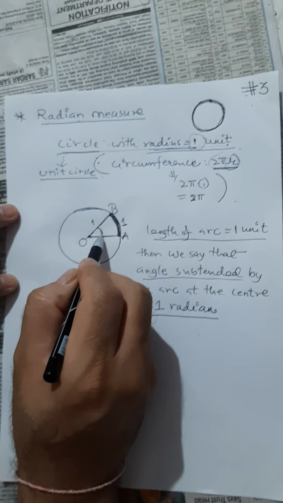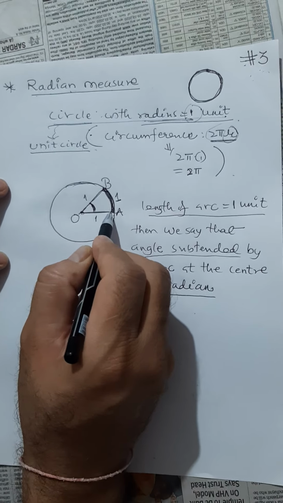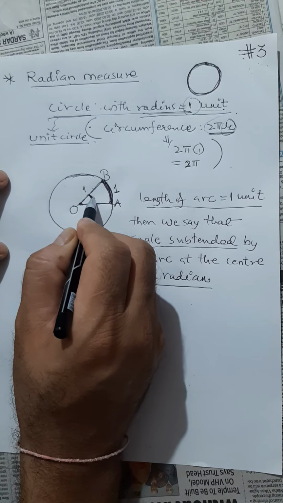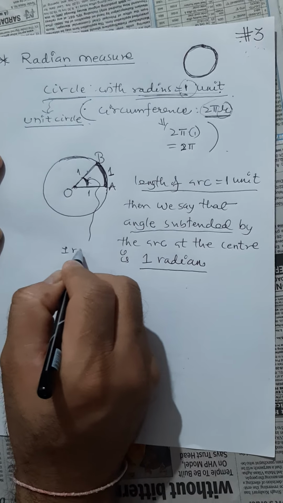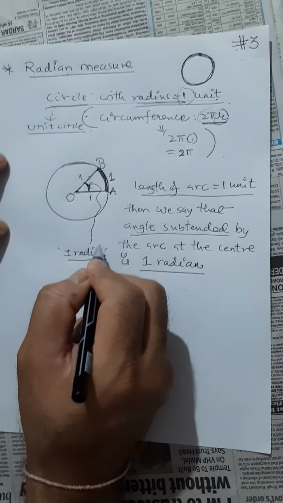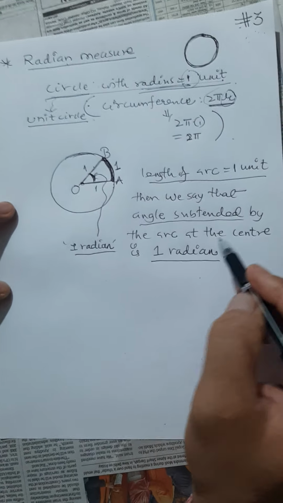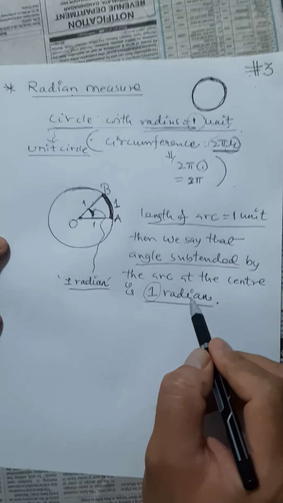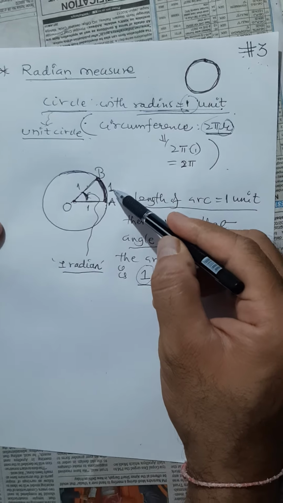So here this angle is a measure of rotation from this to this. If this is 1 unit, then we say that this is nothing but 1 radian. Remember, 1 radian. So this way we define. I hope this is clear to you. What do you mean by 1 radian measurement of an angle? That means the corresponding arc has length 1 unit.